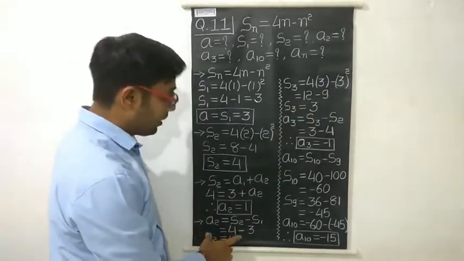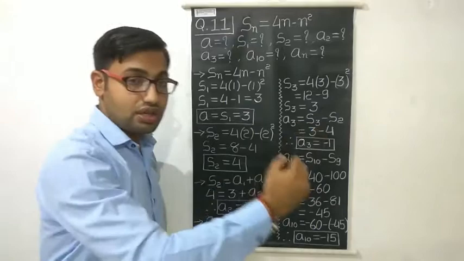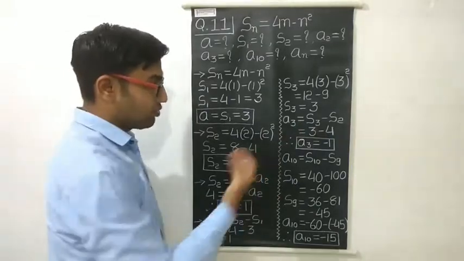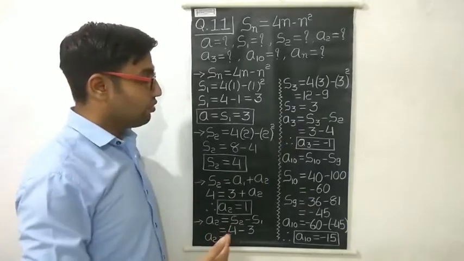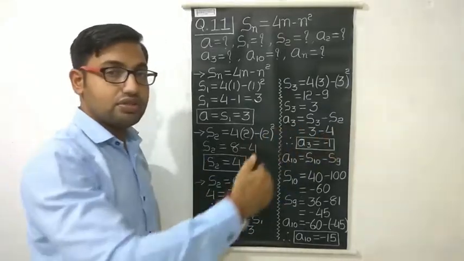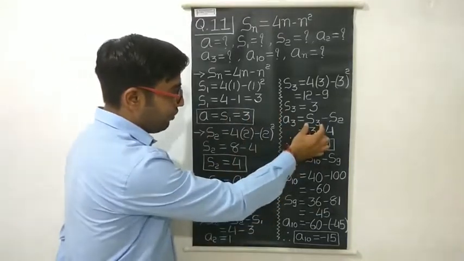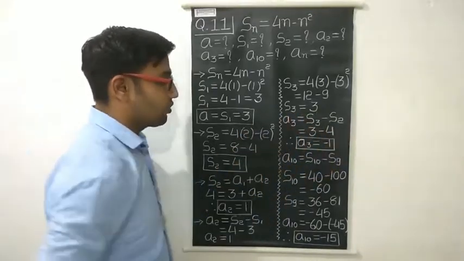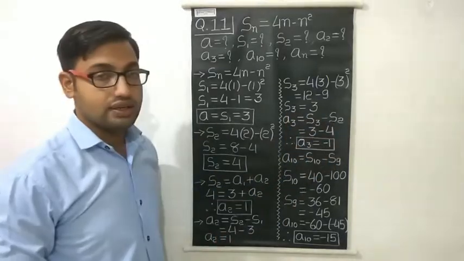Now according to this formula, we can get the value of A3 is equal to the sum of the first 3 terms minus the sum of the first 2 terms. Logically, we can also write that to get the third term, we have to subtract the sum of the first 2 terms from the sum of the first 3 terms. Right? So what will remain? The third term will remain. So now put the value of S3, that is equal to 3. S2 is equal to 4. 3 minus 4 is equal to minus 1. So using this formula, we can get the value of A3.